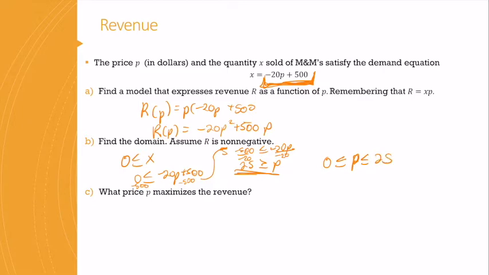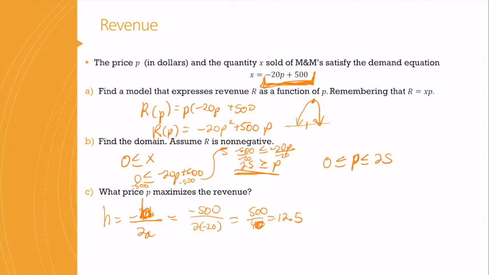Next, I want to know what price P maximizes my revenue. Note, this parabola will be shaped upside down. So if I want to find my price P that maximizes my revenue, I'm going to have to solve for h. h is negative b, just one b, over 2a. So I have negative 500 over 2 times negative 20, and that's going to give me 500 divided by 40, not 440. So that gives me 12.5.